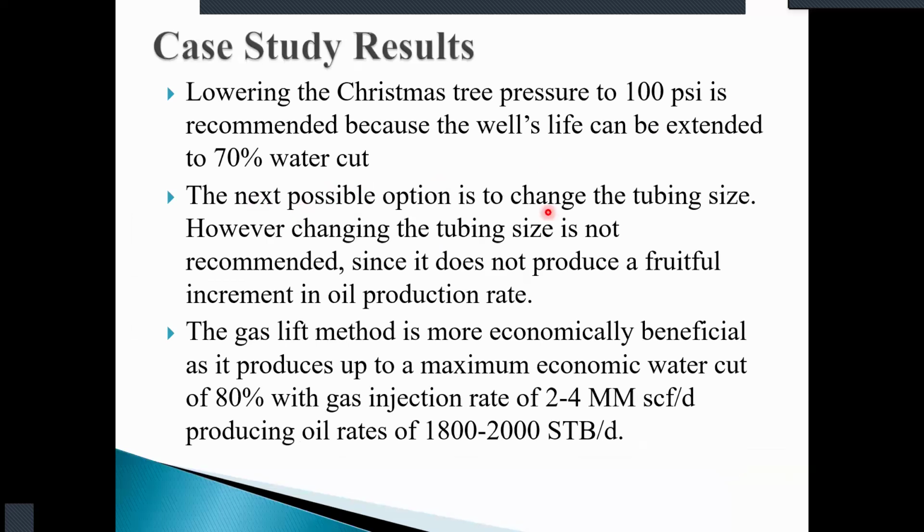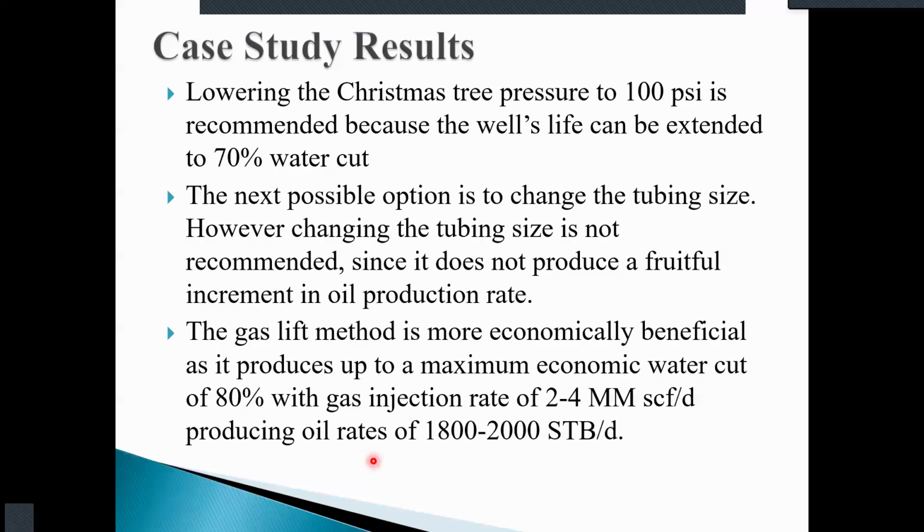The next possible option is to change the tubing size. However, changing tubing size is not recommended, because you can see it is not giving a fruitful increment in oil production rates. It is decreasing actually. The gas lift method is more economically beneficial, as it produces up to an economic water cut of 80% with a gas injection rate of 2 to 4 MMscf per day, producing oil rates of 1800 to 2000 STB per day. So this is the result that they have generated.